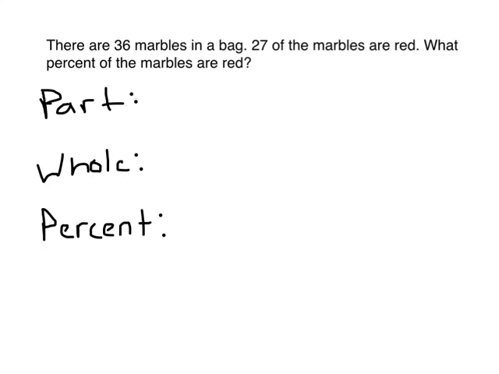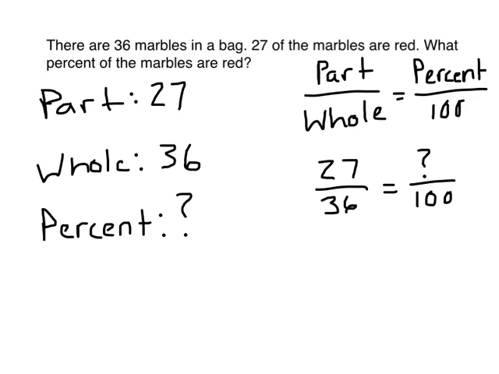What does 36 represent in this problem? 36 is the whole. It's the total number of marbles. What does 27 represent in this problem? 27 is the part. It's the number of marbles that are red. We don't know the percent. How would I set up a proportion to solve for the percent? I can say that 27, the part, over 36, the whole, is equal to our percent over 100.